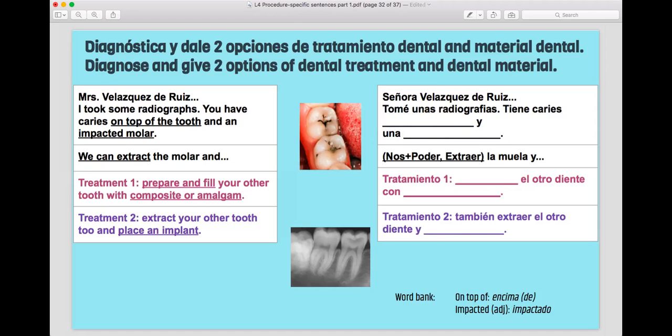And then, since we're 3 minutes away, do we just want to read the last ones? Yeah, sure. Prepare and fill your other tooth with composite or amalgam. Preparar y rellenar el otro diente con resina o amalgama. And extract your other tooth too and place an implant. También extraer el otro diente y poner un implante.